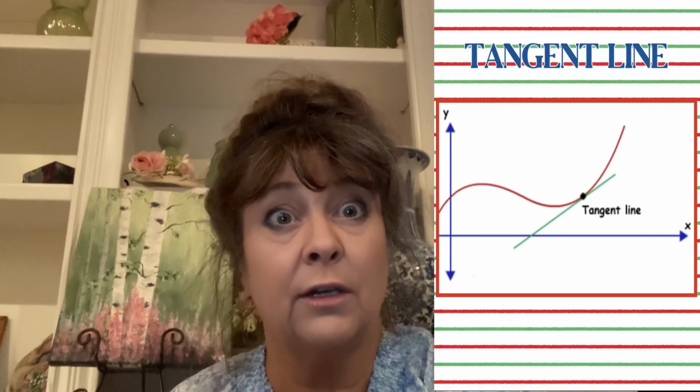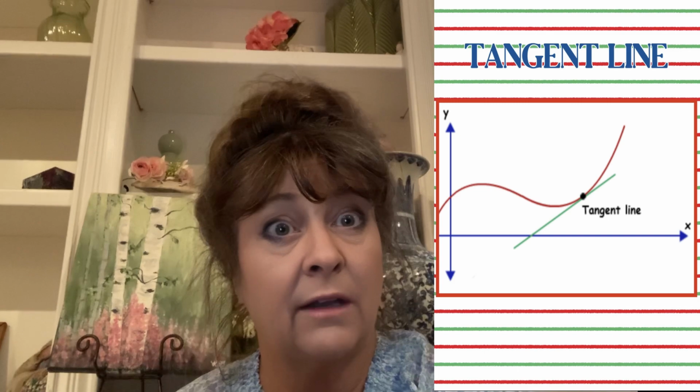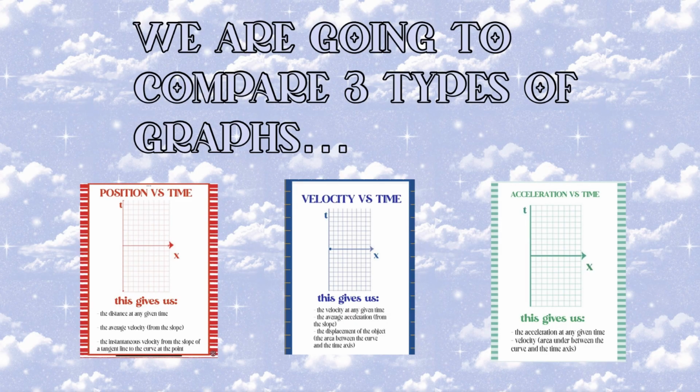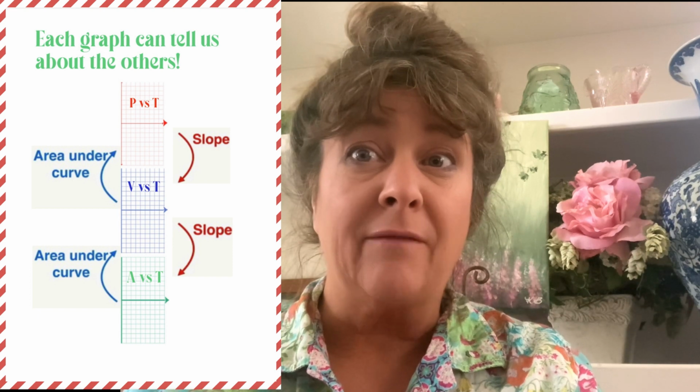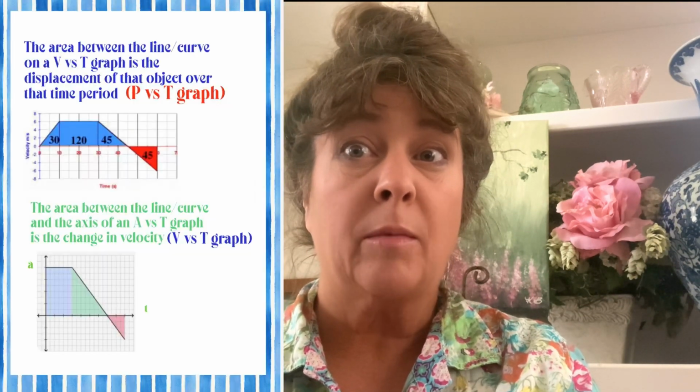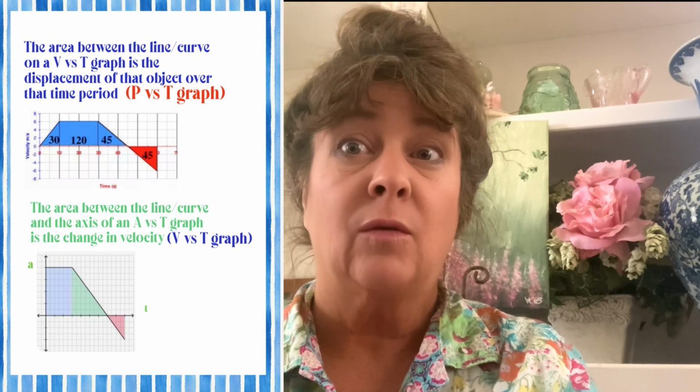Make sure you know what a slope is, the rise over run. And the second thing we want to make sure you know is what a tangent line is. It's a straight line that just touches the curve at the point. Each type of graph can actually tell us about the other two types, either by the slope or by the area between the line or the curve and the axis. And it's pretty cool.